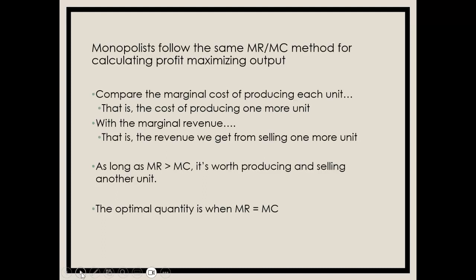Monopolists follow the same marginal revenue, marginal cost method for calculating the profit maximizing output as we've seen previously with perfect competition. That is, first you compare the marginal cost of producing each unit, that is the cost of producing one more unit, with the marginal revenue of that unit, that is the revenue that we get from selling one more unit. As long as marginal revenue is greater than marginal cost, it's worth producing and selling another unit. And we'll find the optimal quantity at the quantity where marginal revenue equals marginal cost. That's the same for every market structure.